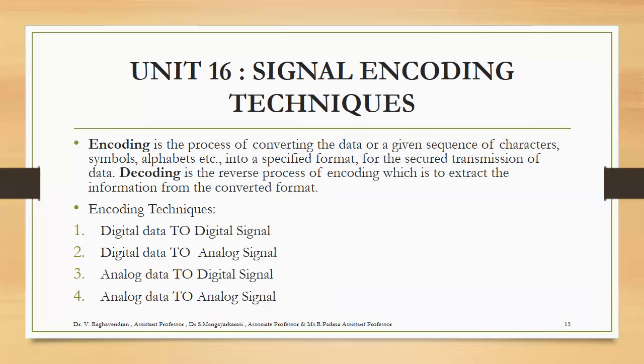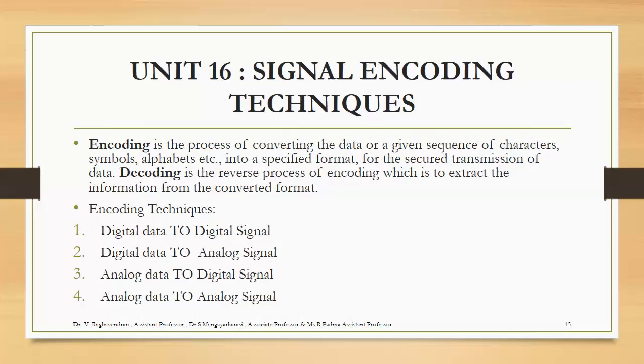to another place. So our original data is converted into some other format, either a character, symbols, alphabets, or whatever it may be. This is called encoding. Next, decoding. What is meant by decoding? It is the reverse process of encoding. What is done at the encoding side should be reversed, which is to extract the information from the converted part.